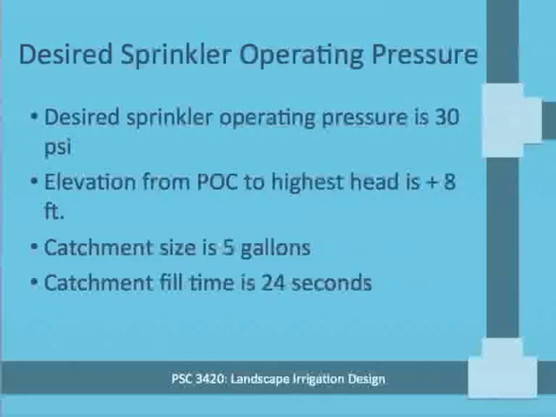So having said all that, let's work through an example. In this case, we've got a desired sprinkler operating pressure because for whatever reason, we want to operate sprinklers at 30 psi. So we have that information. We have an elevation change of 8 feet. We're using a 5-gallon bucket, and it takes 24 seconds to fill that bucket. So the question is, what is the pressure needed at the point of connection to deliver 30 psi to the worst case head? And then what is the design capacity?